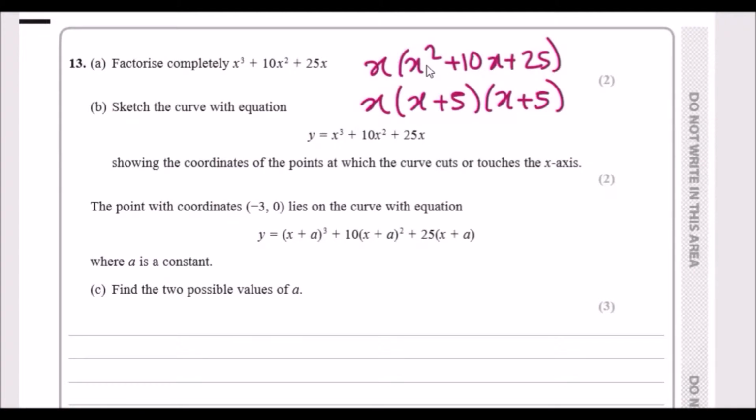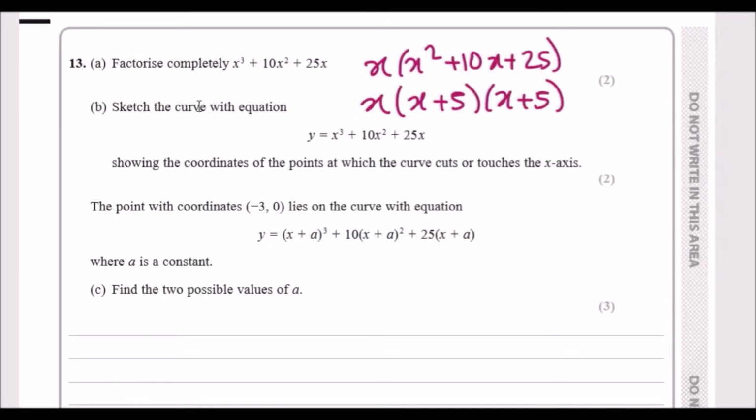Now looking at this quadratic, you just need to open up two brackets and find two numbers that multiply to make 25. That's going to be, of course, 5 and 5, because that's the only combination. And we also realize that 5 plus 5 also makes 10. And that's it. This is fully factorized.